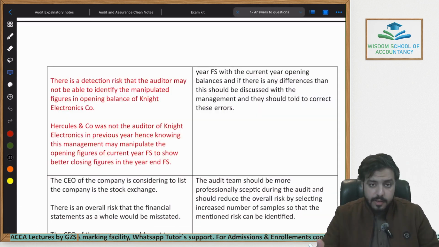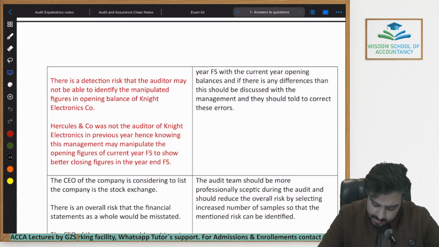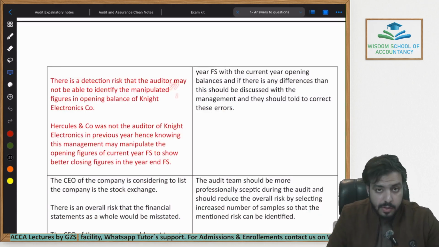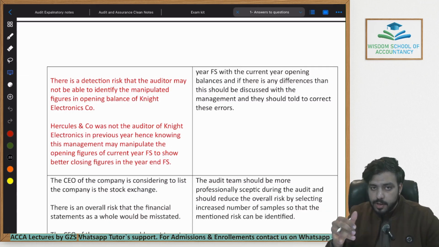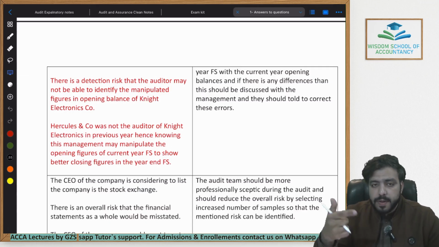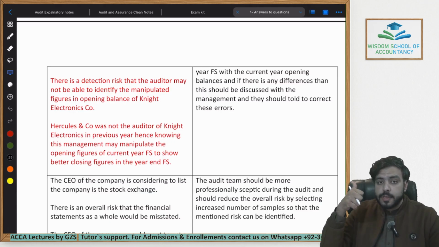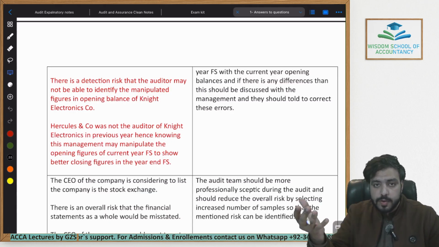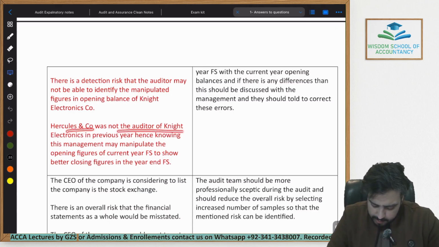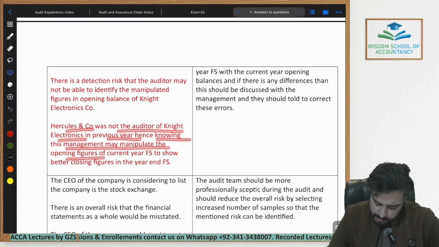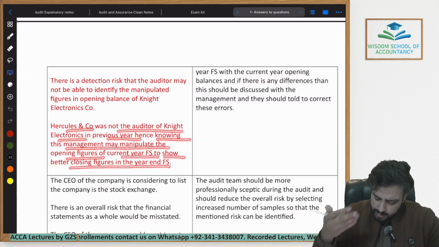So writing my answer down, why do I think that there is this risk? Why is this the case? The risk was because management knows that we as an auditor are the first year auditor and we may not be able to identify the manipulated opening balances within financial statements and we will not be able to trace them. Management may take advantage of it. So Hercules Corporation was not the auditor of Knight Electronics in the previous year. Hence, knowing this, management may manipulate the opening figures of the current year financial statements to show better closing figures in the year-end financial statements.